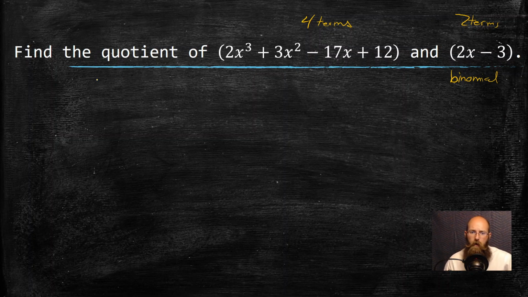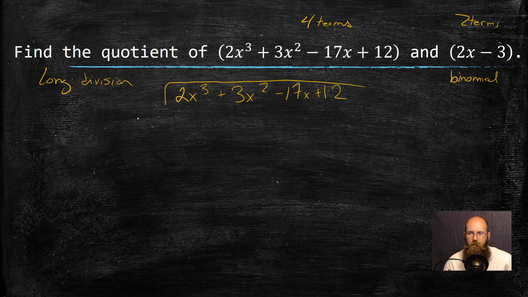All right, I'm going to write this one up differently because we're actually going to do this the long division way. When there's that many terms, we're going to do long division. And when we're dividing by a binomial, I'm going to write out that thing up top. 2x cubed plus 3x squared minus 17x plus 12. And I'm dividing all of that by 2x minus 3. Now, I ignore the 3 for the first part of all of these little sequences.